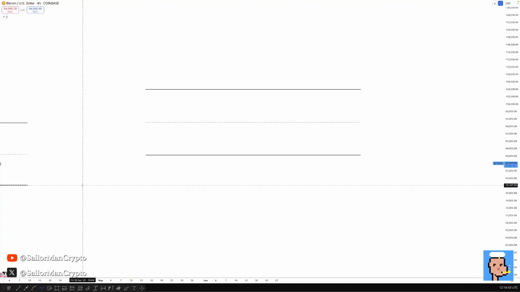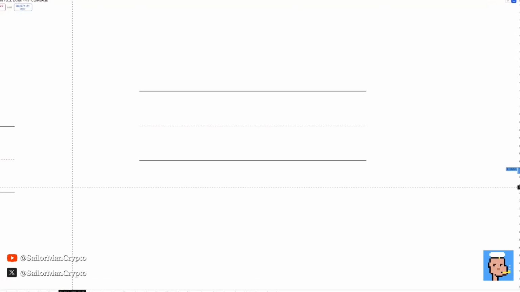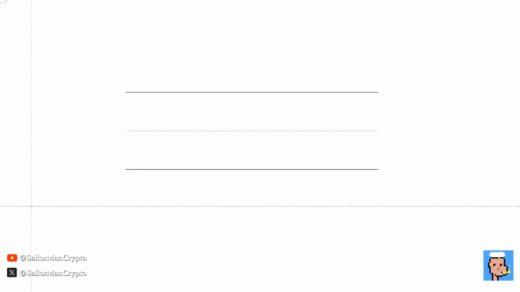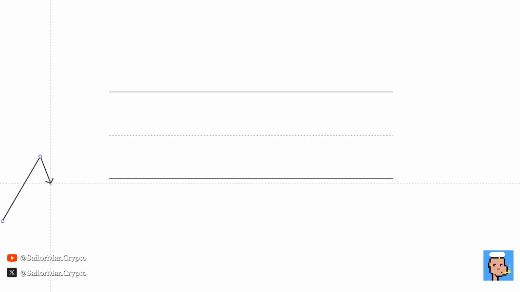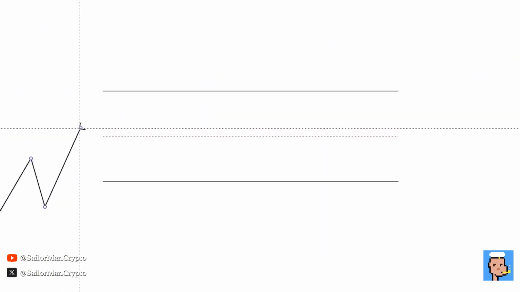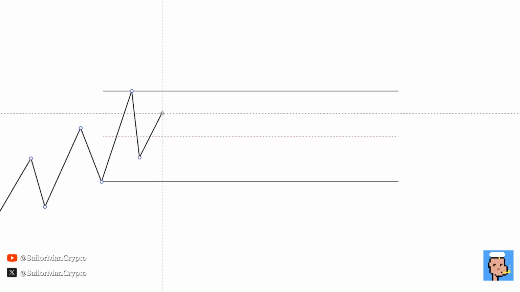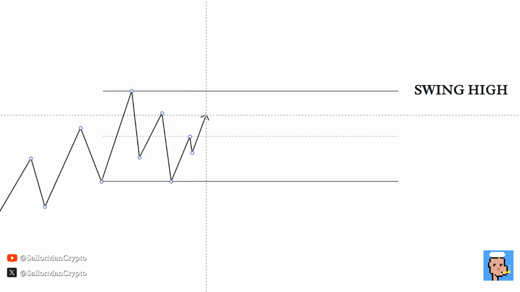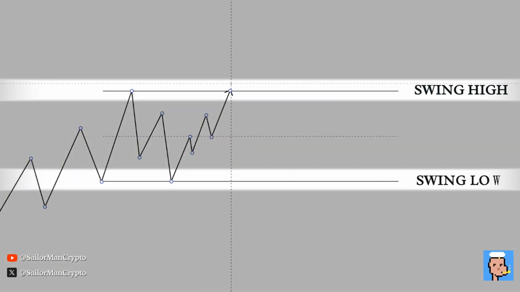the range before its full development, or the standard, let's say, way to map the range, is to use the first swing high and the first swing low. So if the price is moving in an uptrend and then it starts to range, we want to select potentially the first swing high and the first swing low.